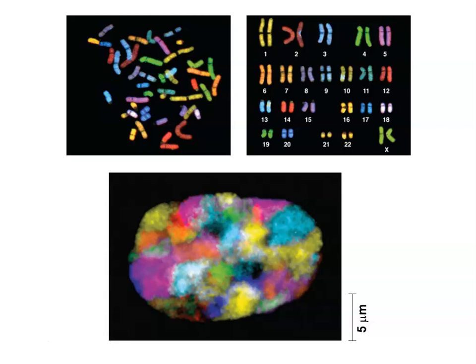So there you see different colors representing your different chromosomes, and there you see specific locations. You can see from the colors where you're likely to find those chromosomes in the nucleus.